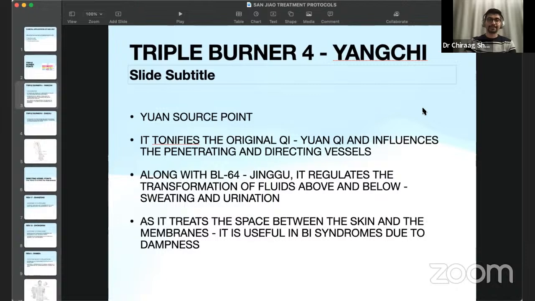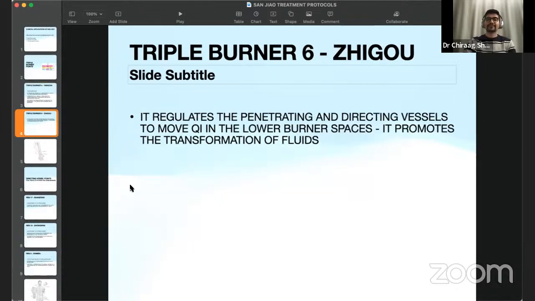Triple burner 4. After triple burner 4, we have triple burner 6. Triple burner 6 regulates the penetrating and directing vessels to move chi in the lower burner spaces. It promotes the transformation of fluids. Now you have noticed both these points are acting only on the lower burner, means they are directly interacting with the source chi, the original chi, and helping its regulation. Along with it, they're directly helping the kidneys, they're helping the bladder, and in effect, helping the nourishing chi and the defensive chi. Okay. So 2 points on the triple burner channel, which are essential, are triple burner 4 and triple burner 6.